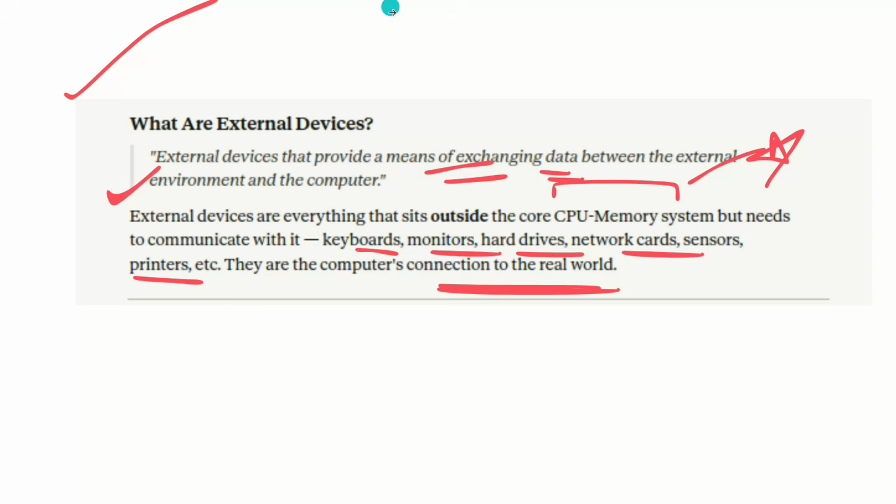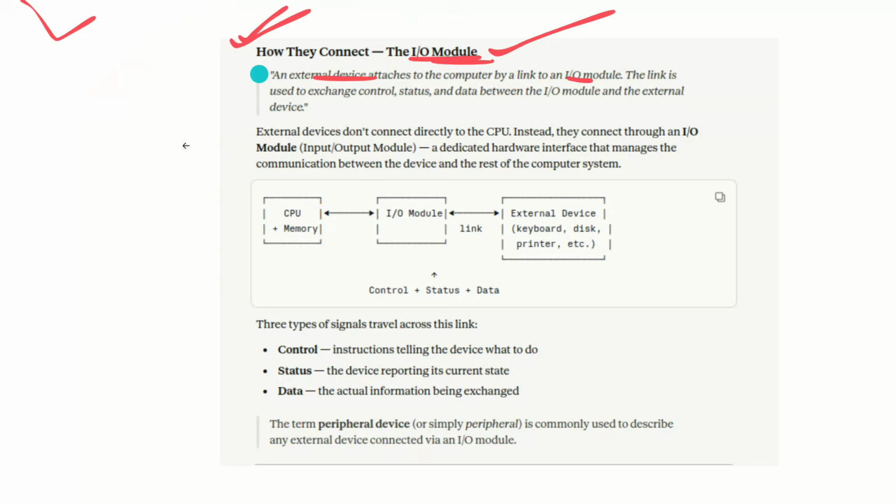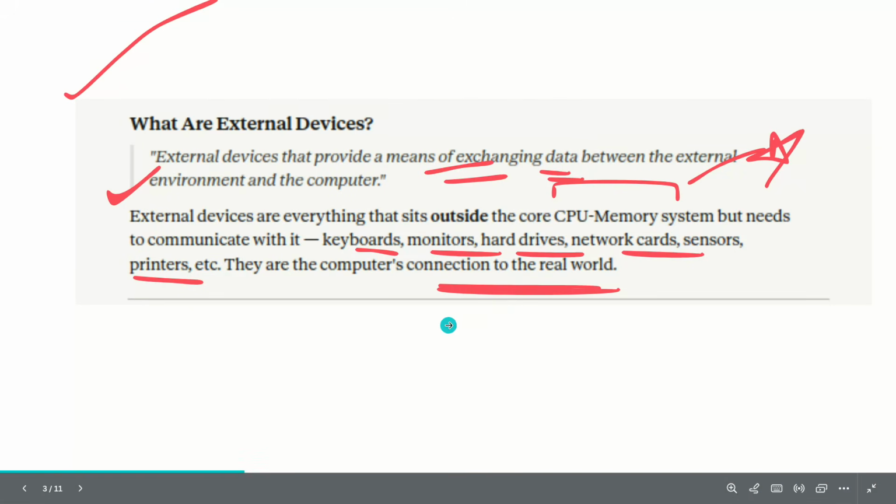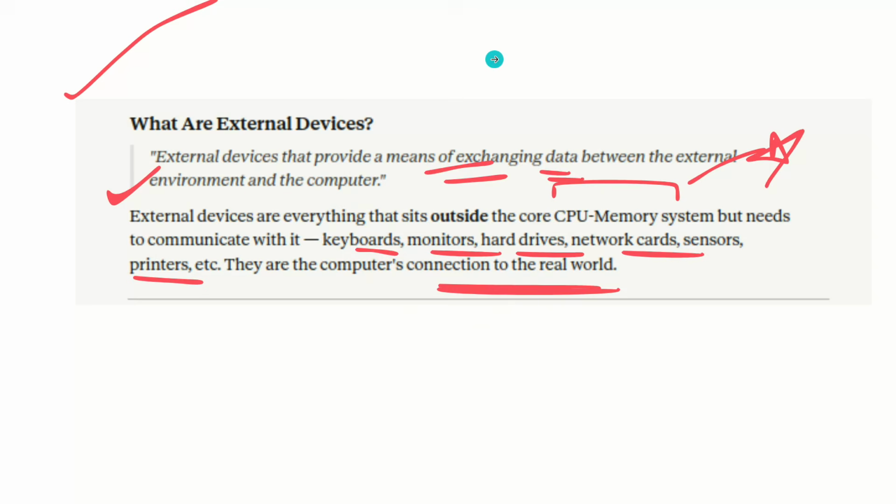Now we talked about how external devices are connected with our CPU or the computer system through this IO module. That's what we have said. And there is a hardware interface that manages this communication between the external devices and the computer system. Then we talked about what external devices are. External devices are those devices which help the computer system to communicate with the external environment, to exchange data with the external environment. That's what external devices are. So this is part 1.